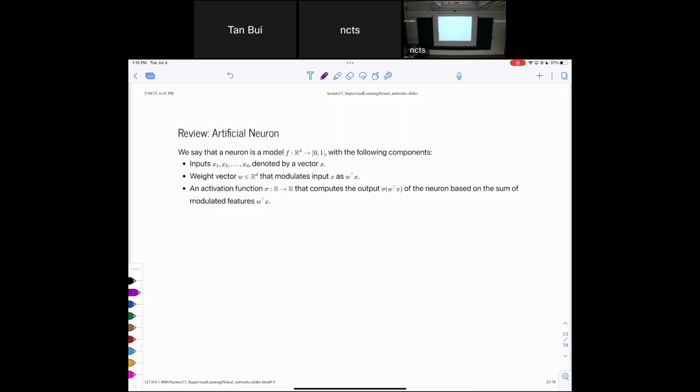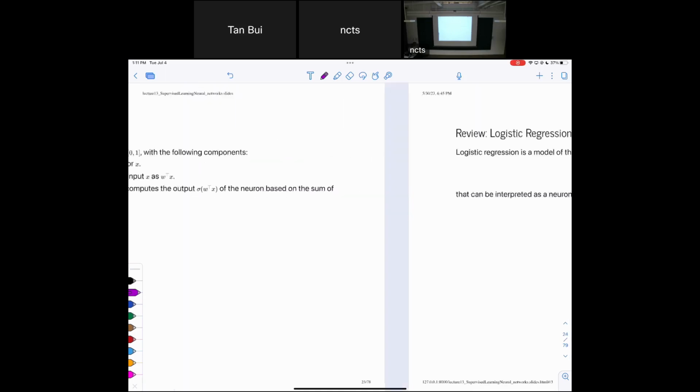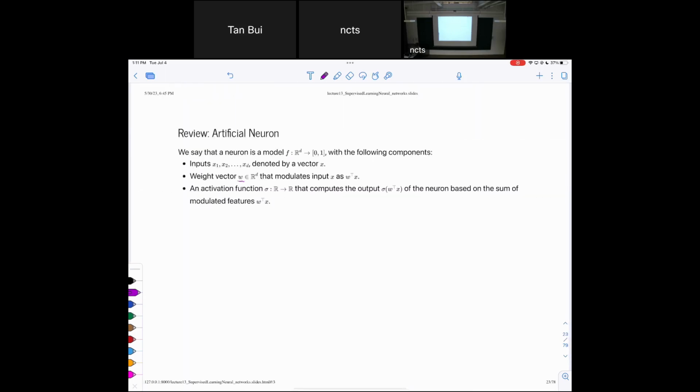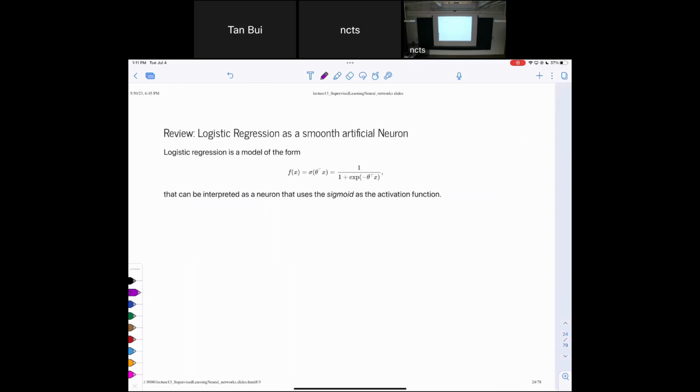Okay, so we're going to look at the artificial neuron again. Remember, this just summarizes what we did before. The input x1 to xd, w or theta is also in the same space. This is just a review, so I'll pass it very quickly.